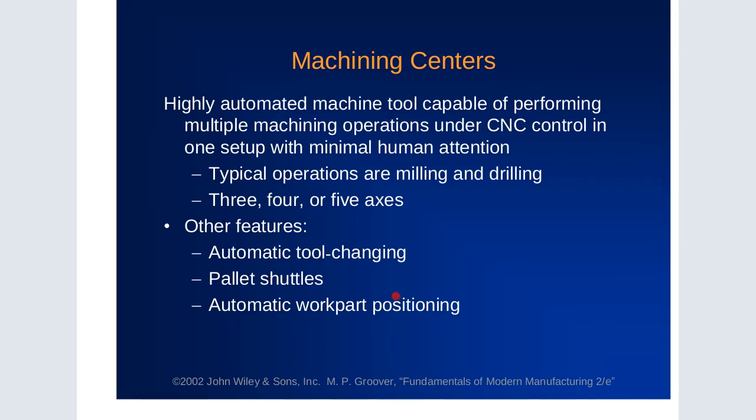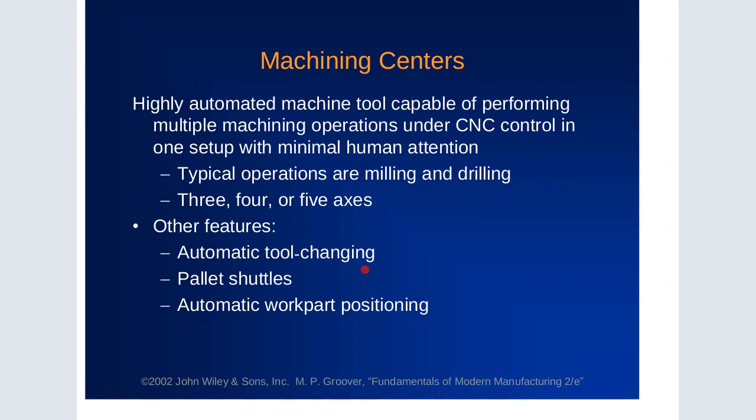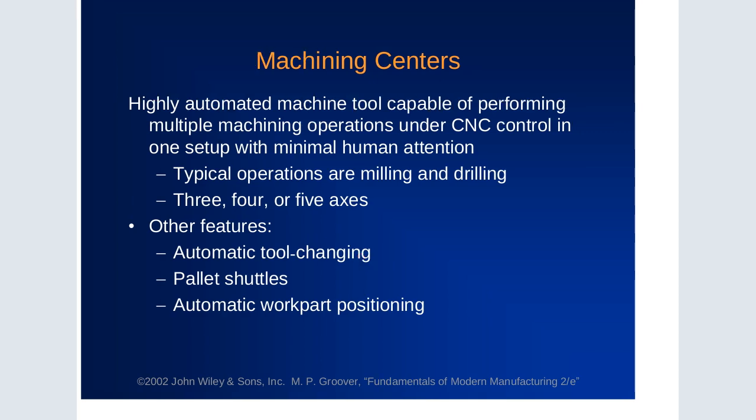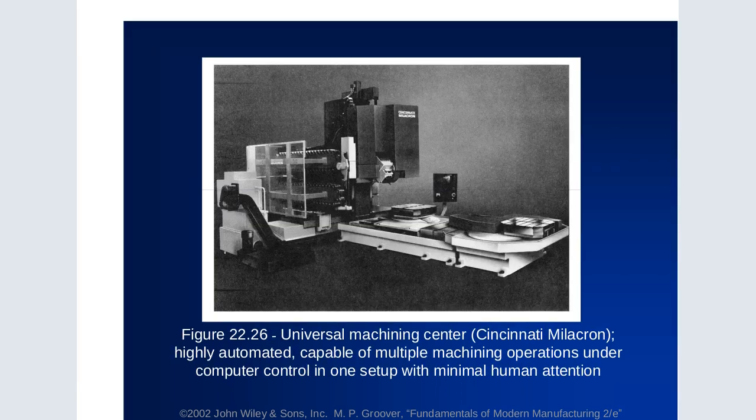Machining centers are highly automated machine tools capable of performing multiple machining operations under CNC control in one setup with minimal human attention. The typical operations are milling and drilling, on 3, 4, or 5 axes. Other features are automatic tool changing, pallet shuttles, and automatic work part positioning. So those are universal machines. You can see how big they are in industry.